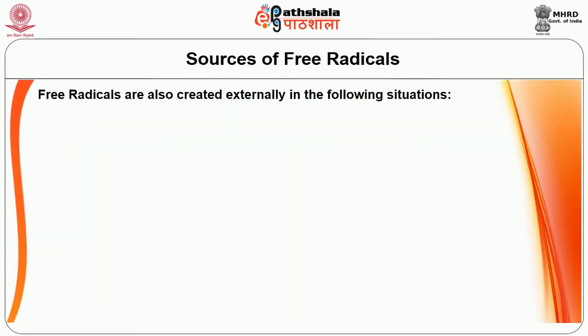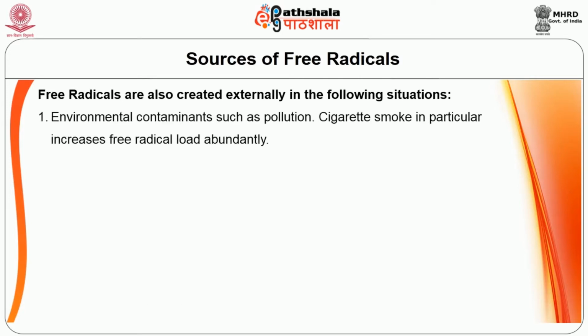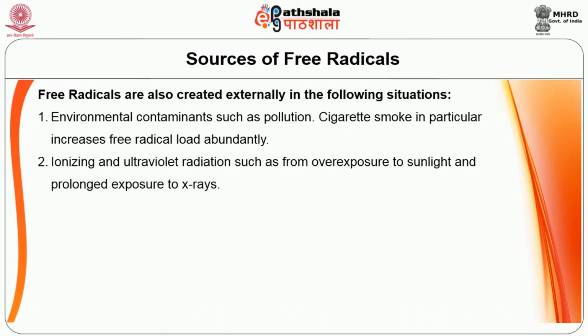Free radicals are also created externally in the following situations. The first one is environmental contaminants such as pollution. Cigarette smoke in particular increases the free radical load abundantly. The second one is ionizing and ultraviolet radiation such as from overexposure to sunlight and prolonged exposure to X-rays. Third one is over-exercising. The fourth one is toxic chemicals and pesticides.